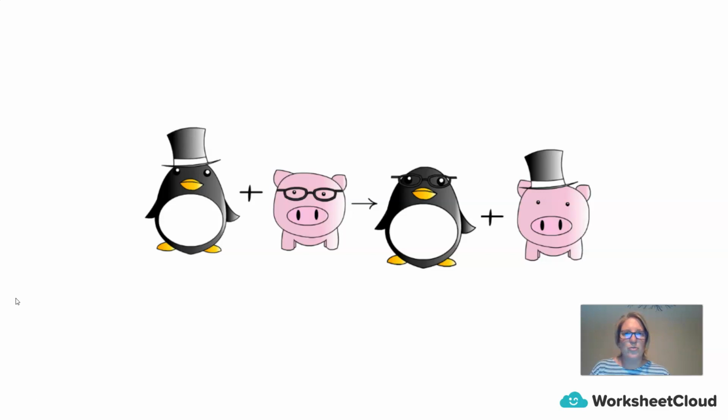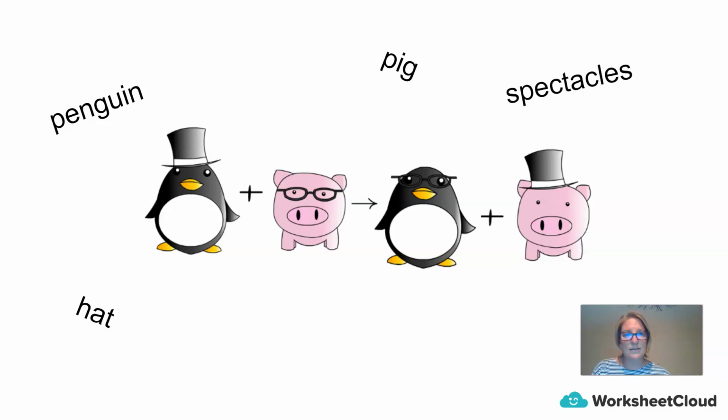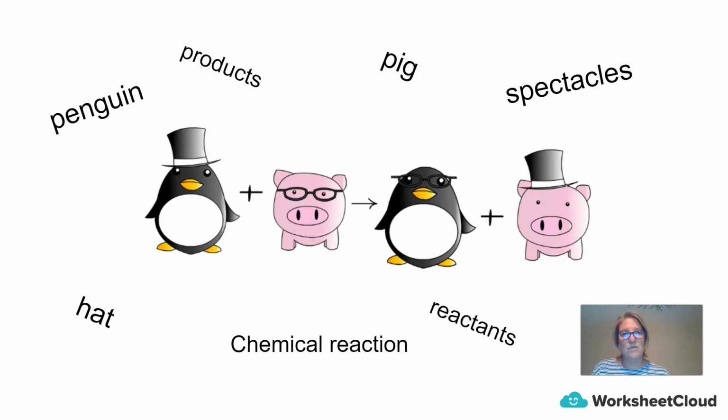So let's go through some of the aspects that I hope you managed to observe. 1, you were able to see a penguin. You were able to see a pig. You were able to notice that there was a hat and that there were spectacles. Some of you might have said you could see a chemical reaction. You could see products, you could see reactants, you could see plus, and you could see an arrow.